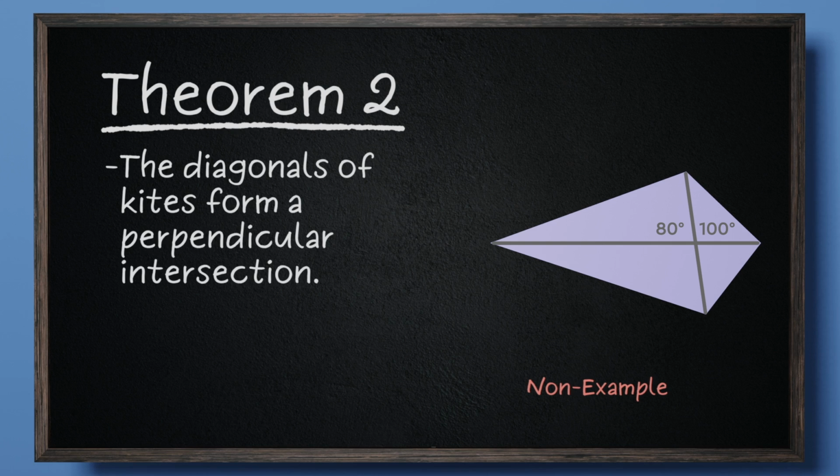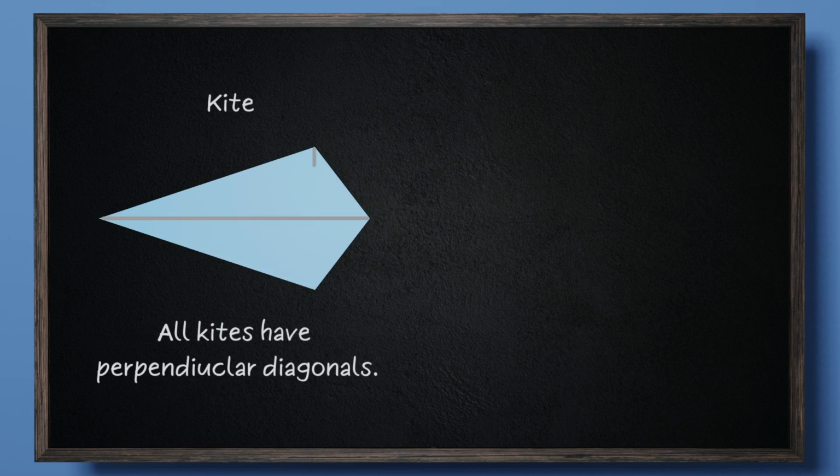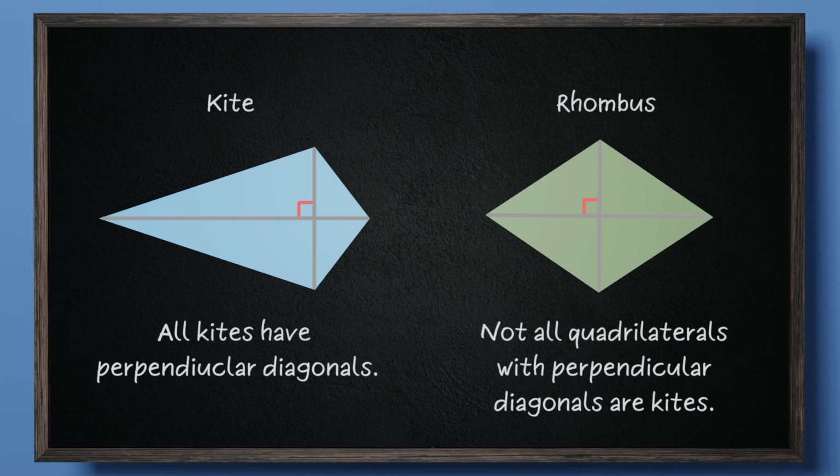To avoid confusion, I should note that all kites have perpendicular diagonals, but not all quadrilaterals with perpendicular diagonals are kites. Obviously, rhombi have perpendicular diagonals, but are not kites by definition. Rhombi are parallelograms, while kites are not. This is the main difference between the two, despite their perpendicular diagonals.